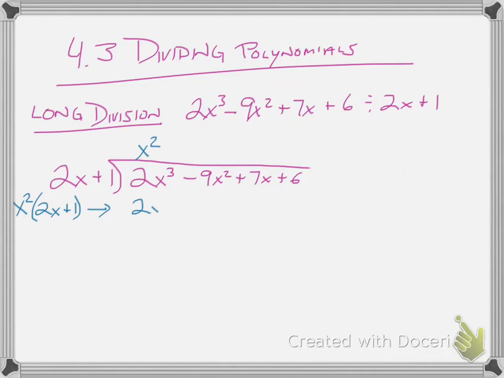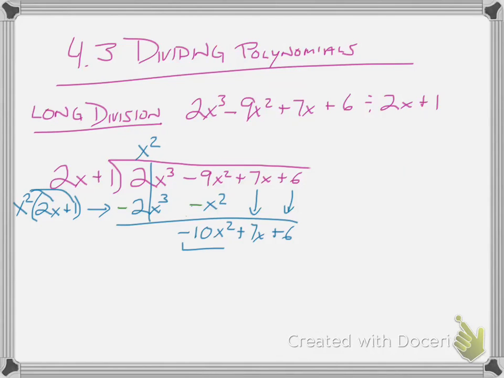So I have 2x cubed when I distribute through, plus x squared. And now I'm going to combine my like terms, but first I'm actually subtracting this line. So to subtract it, I'm going to change the signs on them. I'm going to get rid of that plus, and that's going to become a minus x squared. And now I just need to combine my terms. These two will cancel out. This becomes negative 10x squared. And then now I'm going to bring these down. So plus 7x plus 6. Okay, and now we start all over.